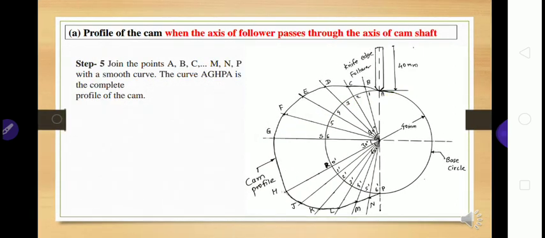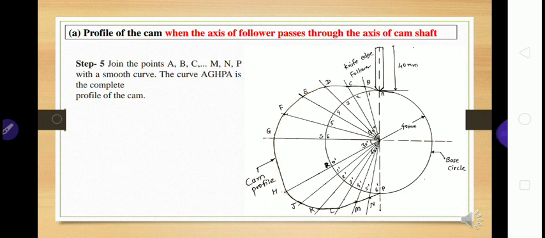In the next step, join all these points by a smooth curve and you will get one profile, and this profile is called a cam profile. Here the profile from A to G, G to H, H to N and N to A again, this total is called a cam profile. This you should draw with a dark pencil, and the other constructional lines with a faint pencil. This will be with the dark pencil.